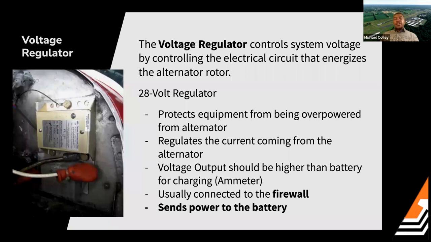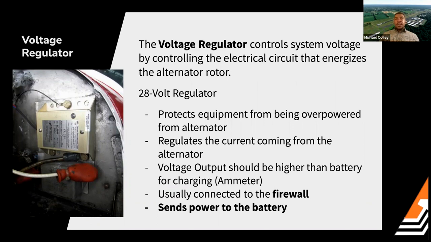It takes that power from the alternator and regulates it. It condenses it into enough energy that is safe to distribute around the aircraft. So the voltage regulator controls system voltage by controlling the electrical circuit that energizes the alternator rotor.